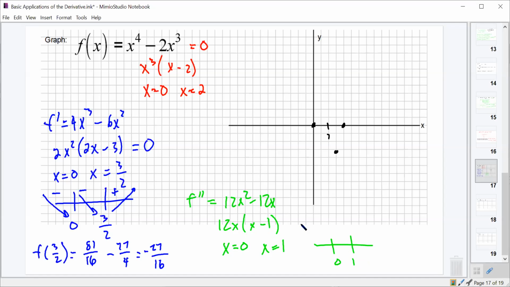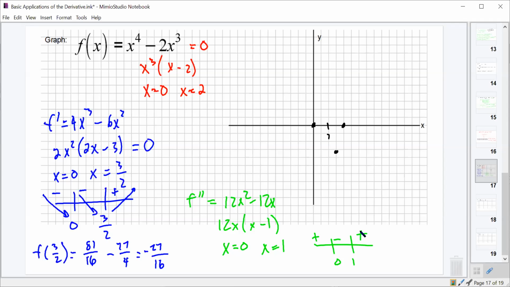Something less than 0, a negative number, makes a negative and a negative, so concave up. Something between 0 and 1, like a half, gives us positive and negative, so concave down. And something greater than 1, like 1,000, is going to give us positive and positive, so concave up again.